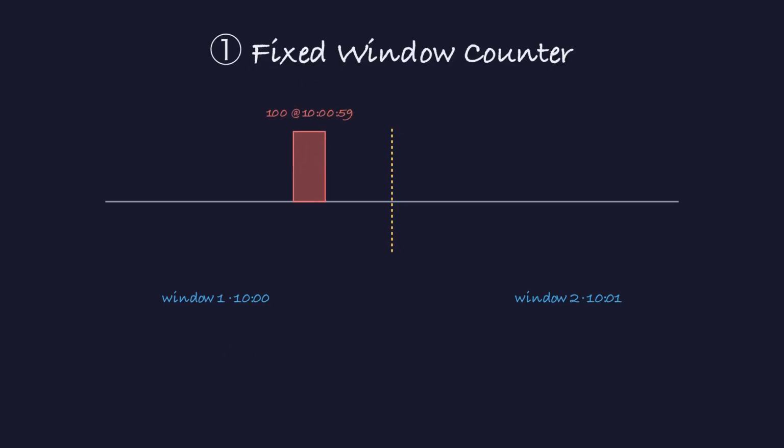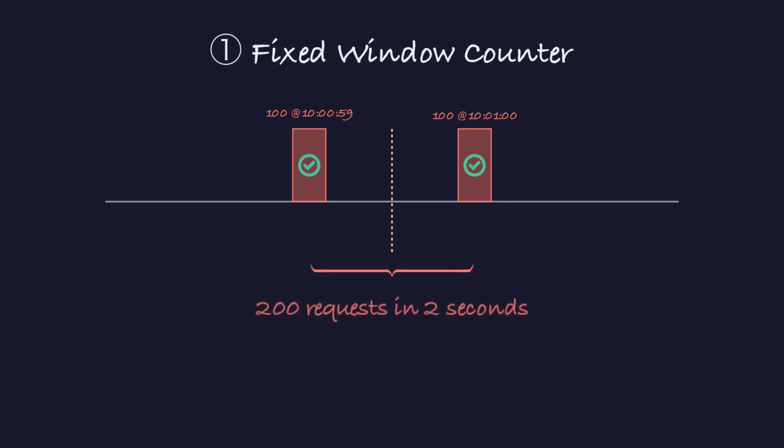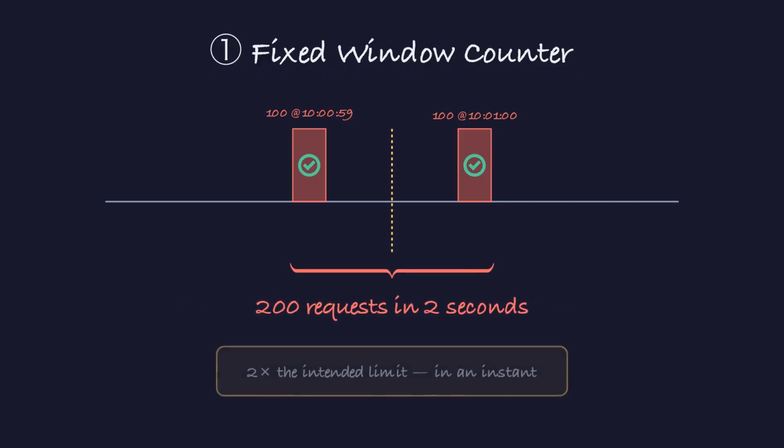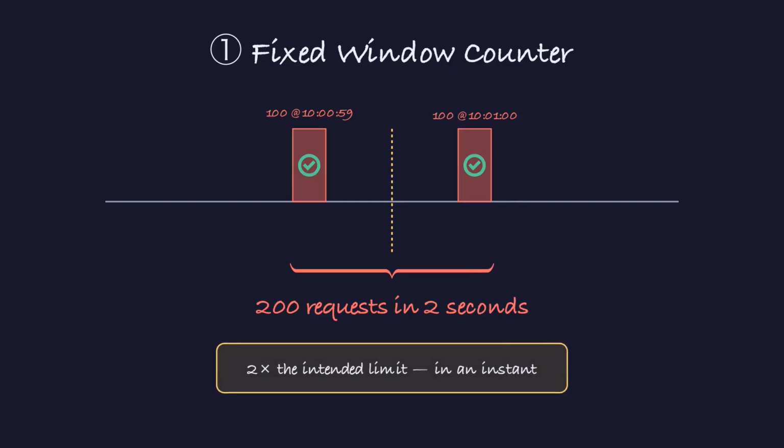But here's the fatal flaw, the boundary burst. Say your limit is 100 per minute. A user sends 100 requests at 10:00:59, the very end of window 1. Then 100 more at 10:01:00, the very start of window 2. Both are within their own windows. Both are allowed. But that's 200 requests in a 2-second span, double your intended limit, concentrated in an instant.